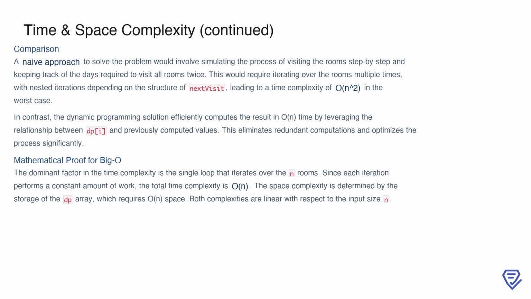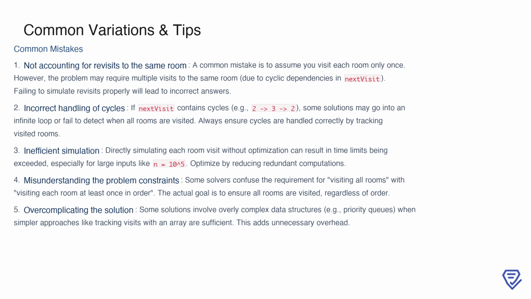Similarly, the space complexity is linear, determined by the storage requirements of the dp array. Both time and space complexities scale linearly with the input size, making this solution far more optimal than the naive approach. One of the most common mistakes when solving this problem is not accounting for revisits to the same room. The next visit array might create cyclic dependencies, requiring multiple visits to some rooms before all rooms can be visited. If you don't simulate these revisits accurately, your solution will likely fail on certain test cases.